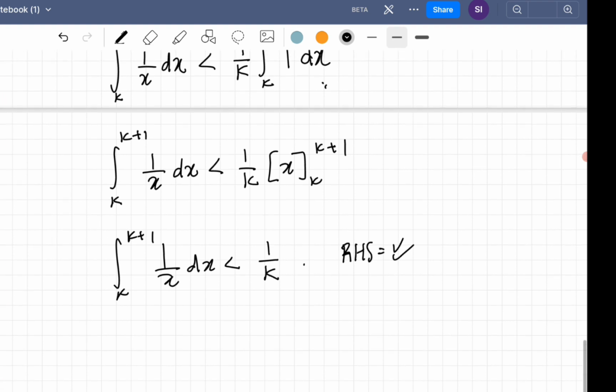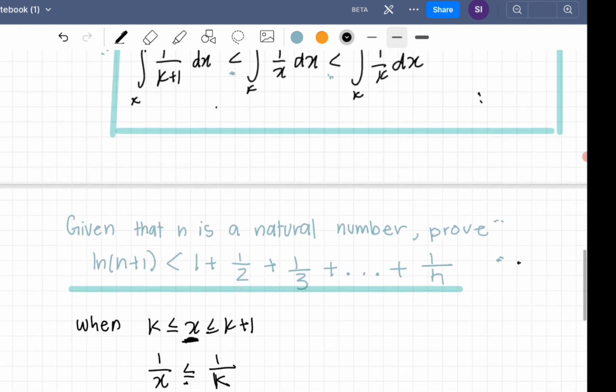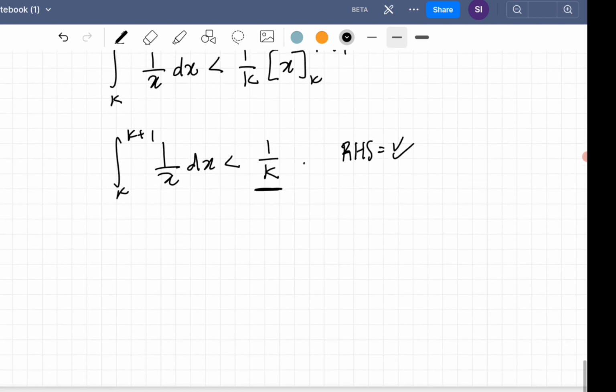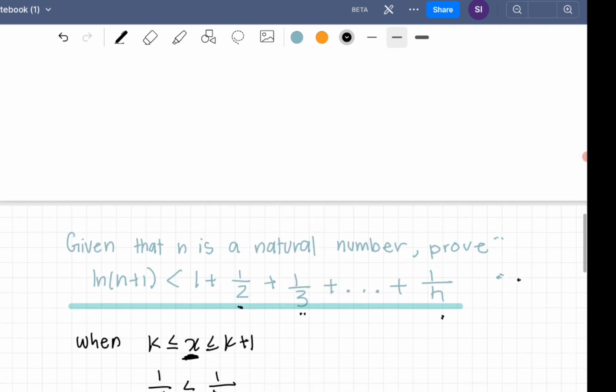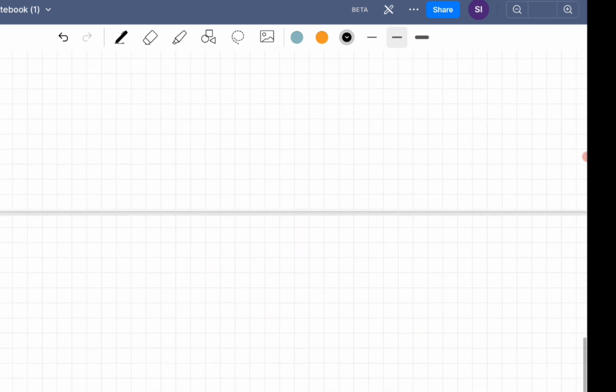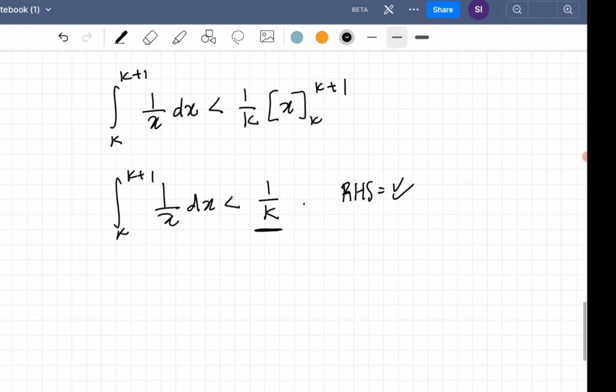We see that we have this 1 over k, and it's somewhat in the form of this here. We have 1 over something, 1 over something, 1 over something, so that's a good sign. We're getting somewhere. However, we also have the left-hand side, which is the natural log of n plus 1. So we need to somehow introduce that in this inequality here.